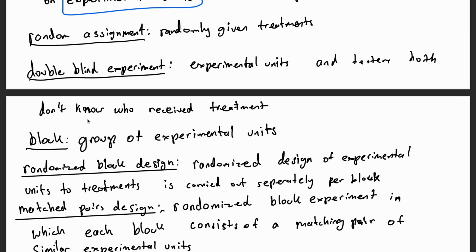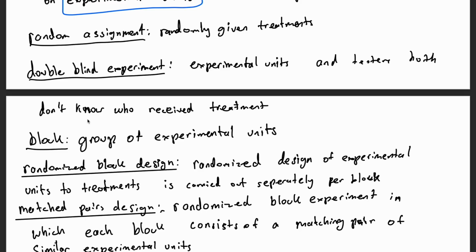So randomized block design is essentially a randomized assignment of experimental units to treatments, and it's carried out separately per block. And so that's pretty much it. And the blocks are essentially randomly selected too, or sometimes they have something similar.